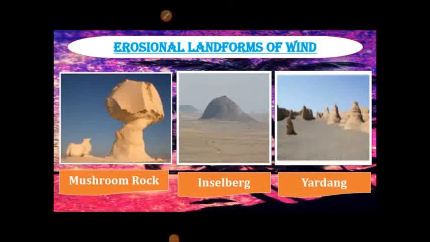Air that blows horizontally at or near the earth's surface is called wind. Erosional landforms of wind. Mushroom rock. By the constant wearing down action of the wind, the bottom gets eroded away to form a mushroom-like structure. This is called mushroom rock.